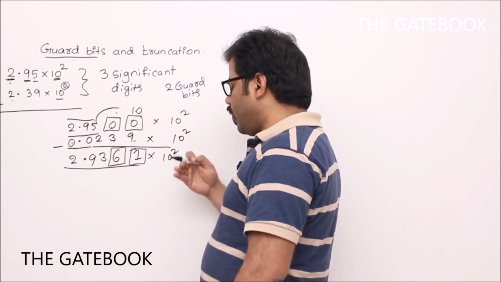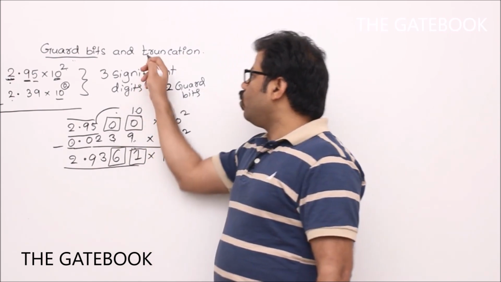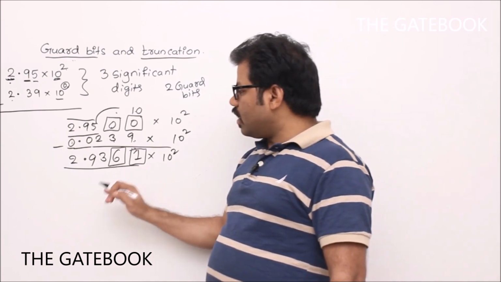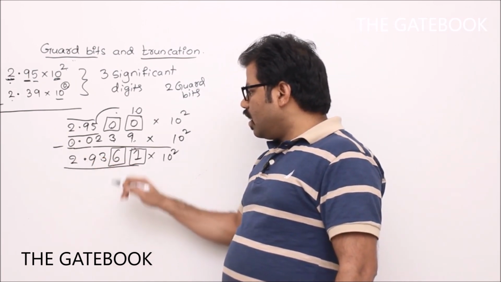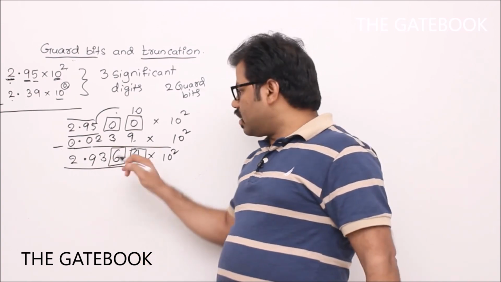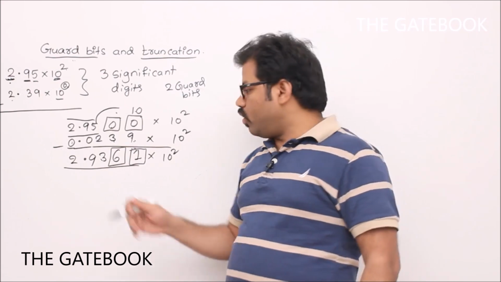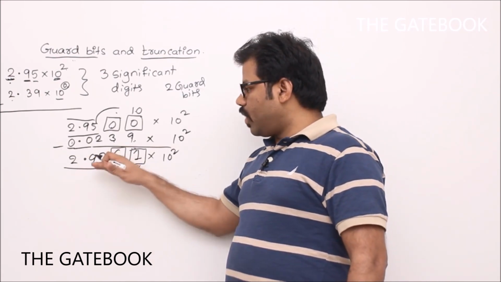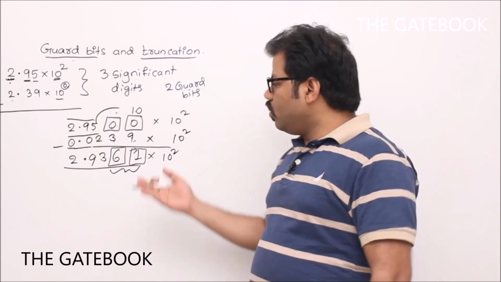Once everything is over, we have to do truncation. So what is truncation? Because the final result can occupy only 3 digits, these two guard digits we now have to discard. While discarding, if you want to get any information from them to accurately represent the answer, then you do whatever you want.